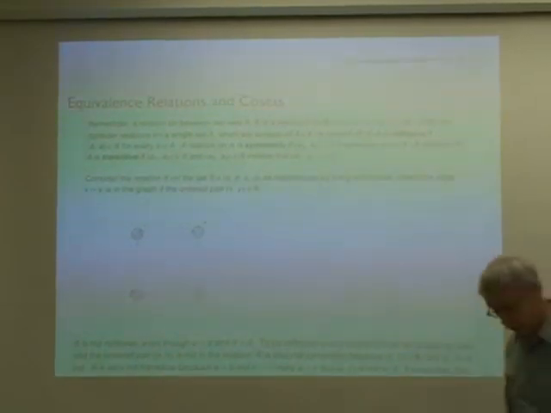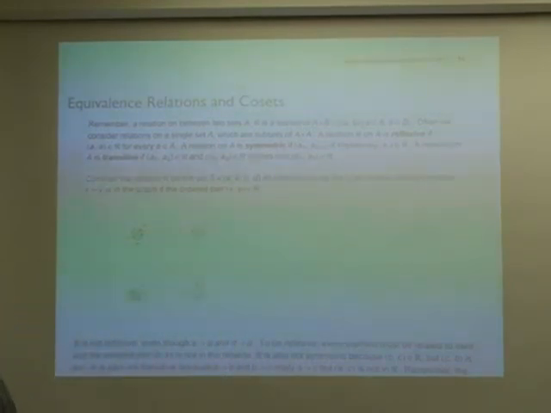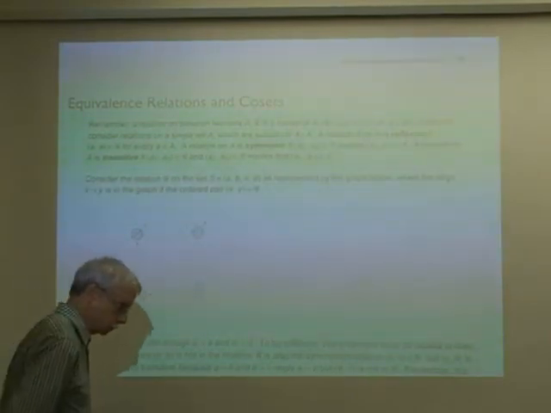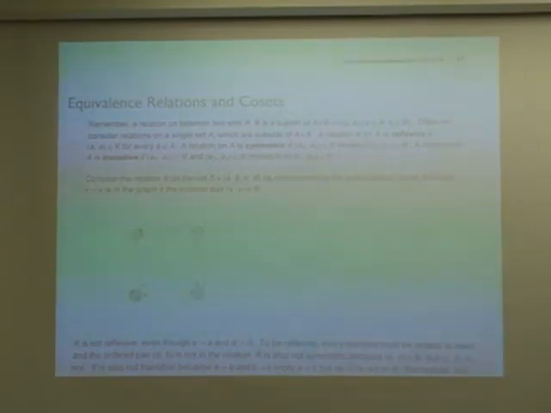Okay, remember, a relation on two sets, or between two sets, is simply a subset of the Cartesian product. That is, a collection of ordered pairs, any collection of ordered pairs, where the first guy comes from A and the second guy comes from B. Or I can consider a relation on a set to itself, which is a subset of A cross A.